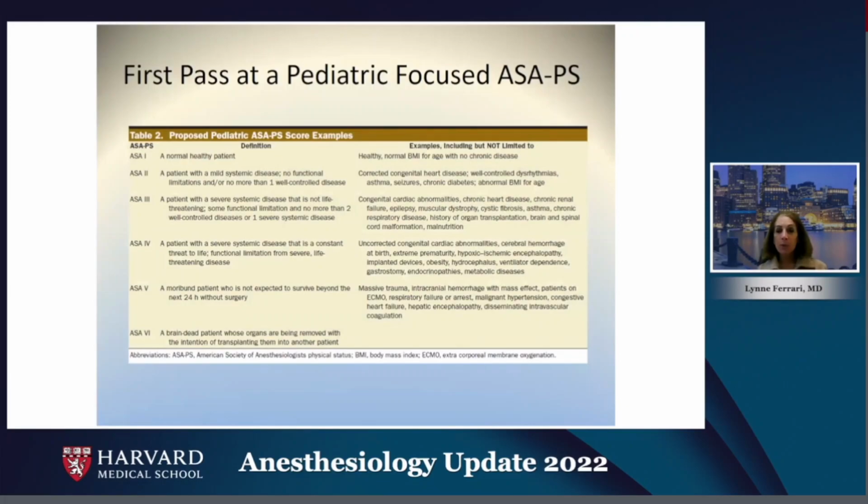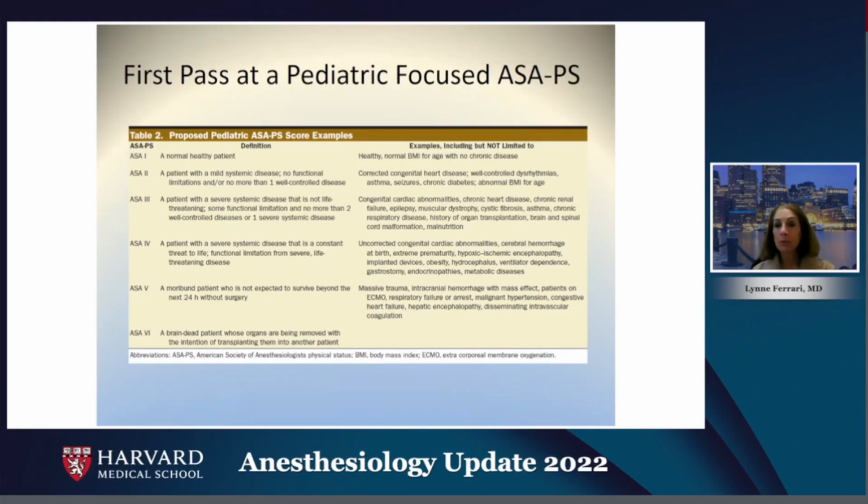So we said, well, if we were going to create examples for pediatric patients, what would they be? So we took a group of pediatric anesthesiologists here at Boston Children's, and we came up with, really just back of the envelope, what kinds of comorbidities, diseases and organ system dysfunction we would include. And what we say here is our ASA1s are healthy, normal BMI for age, no chronic disease. But then when you get to ASA2, we define this as maybe corrected congenital heart disease, well-controlled dysrhythmias, well-controlled asthma, seizures, abnormal BMI.